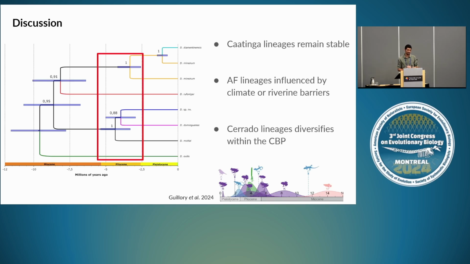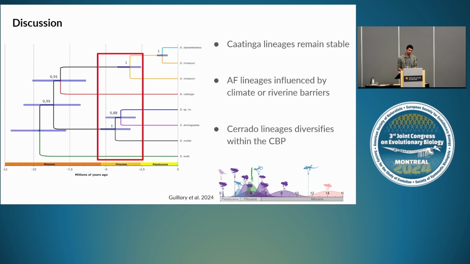But this can be an artifact of the high cryptic diversity that tarantulas have. Tarantulas look alike a lot, and more studies in these lineages could reveal other species that are there.